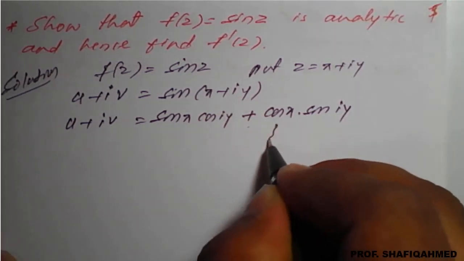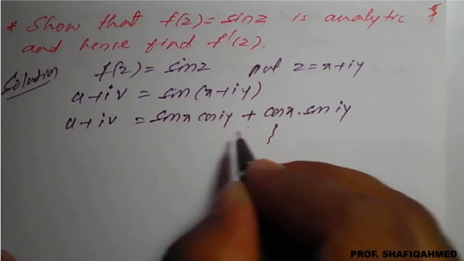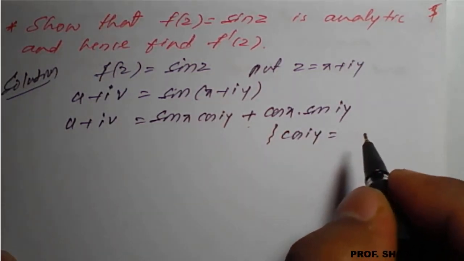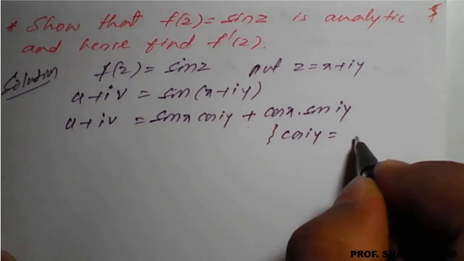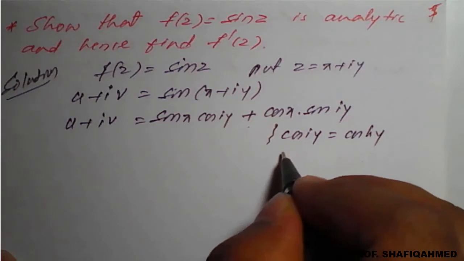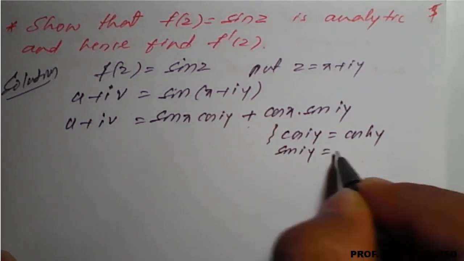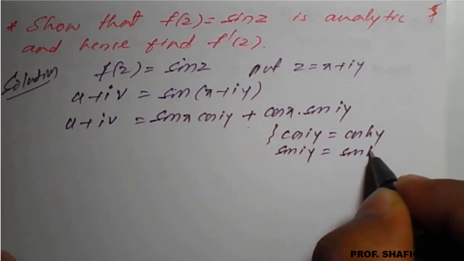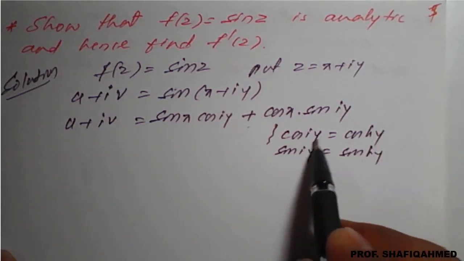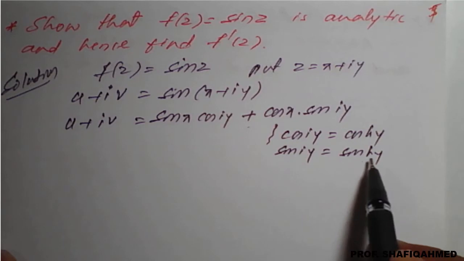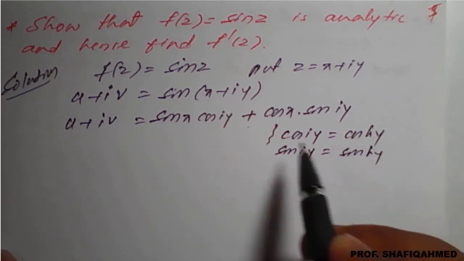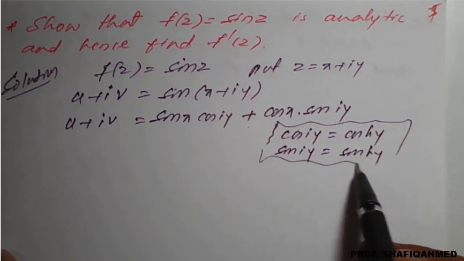Remember, we have one of the important concepts here. This point you have to remember: cos of iy can be written as cos hyperbolic of y. Similarly, sin of iy can be written as sin hyperbolic of y, or cos hyperbolic of y can be reversely written as cos of iy, and sin hyperbolic of y can be written reversely as sin of iy. This is one of the important things you have to remember here.